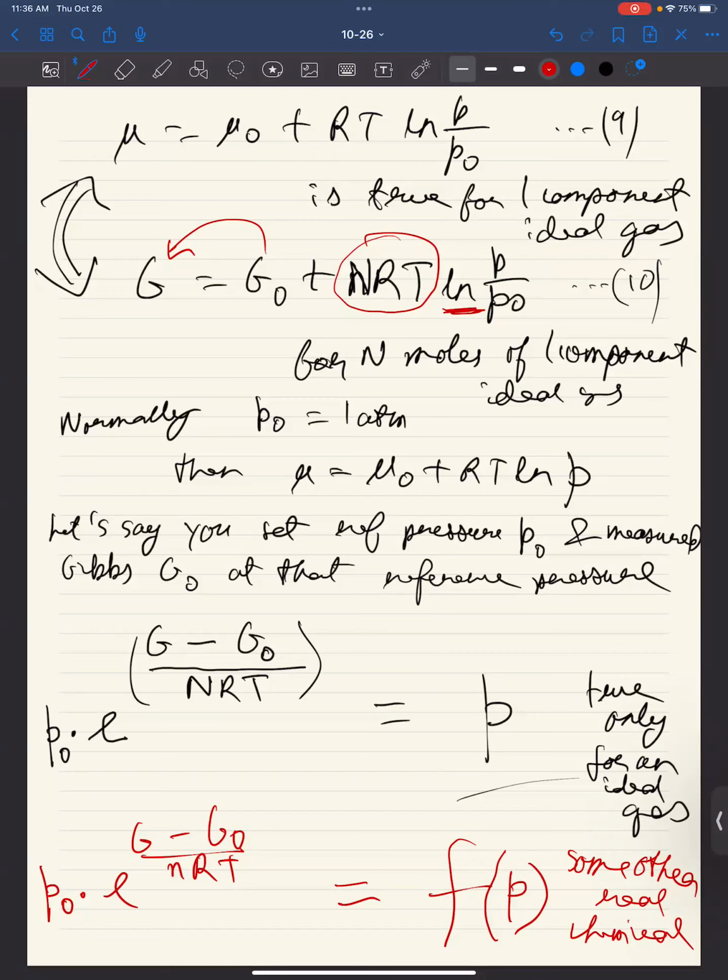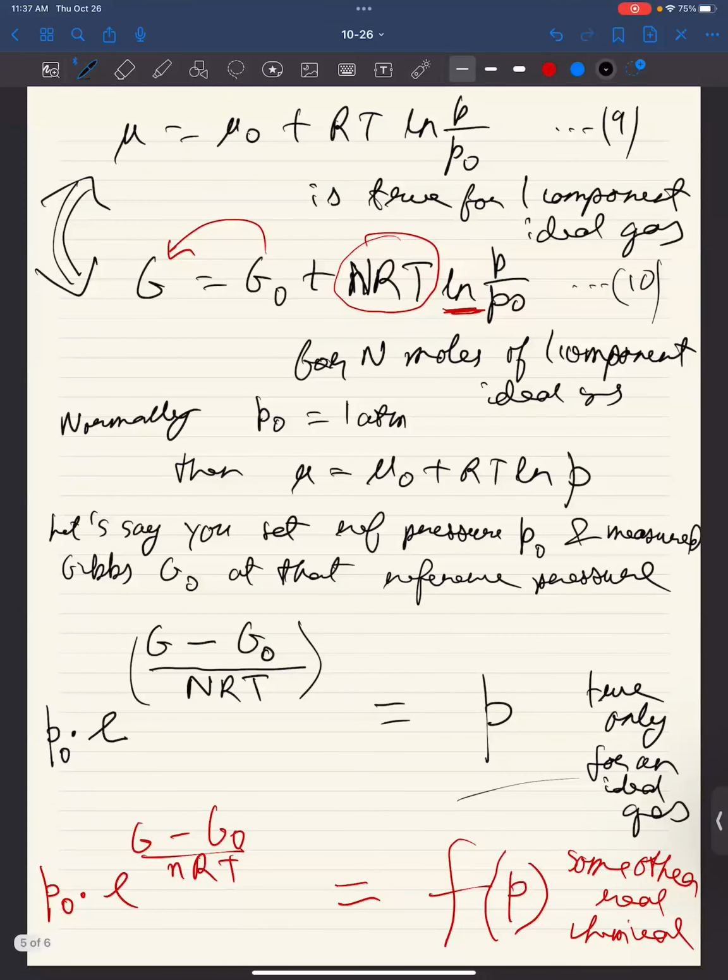In the most general case, it will be something that depends on pressure. Okay? So let me write this down again. For an ideal gas, and now I will write it down in the logarithmic form. So here I had P naught multiplied by e to the power of all this. Now I will write it in the logarithmic form. For an ideal gas, G is equal to G naught plus nRT ln P by P naught.